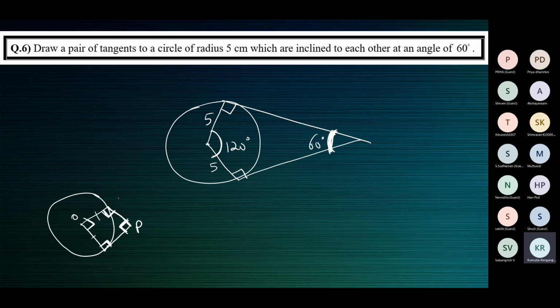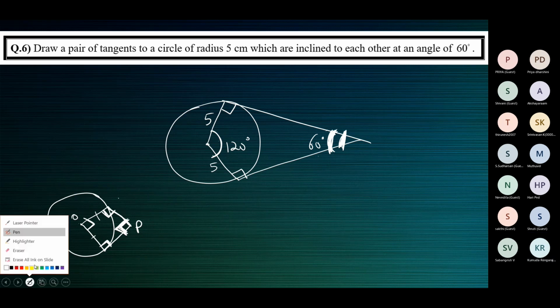This will be the rough diagram if the tangents are inclined to each other at an angle of 90 degrees. So the inclination between the tangents must be marked here. 90 degrees here. This is the inclination. Now we should use this figure and construct step by step.